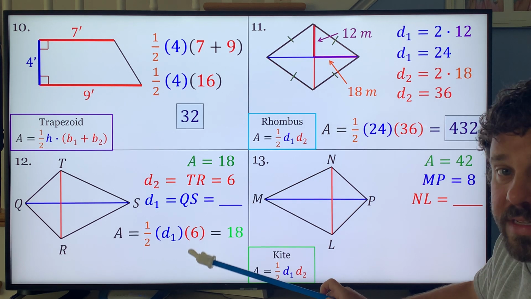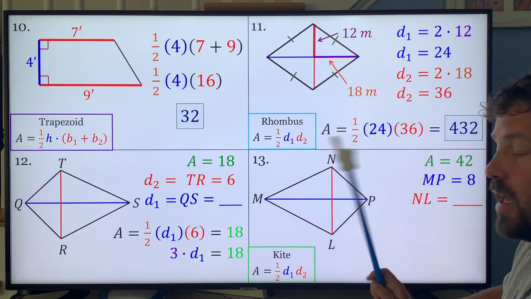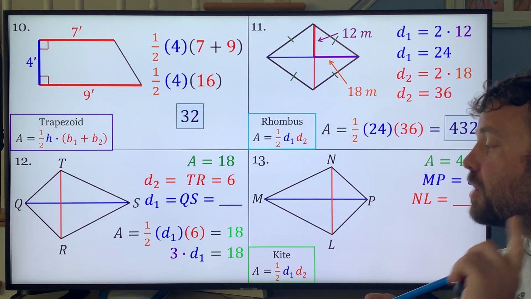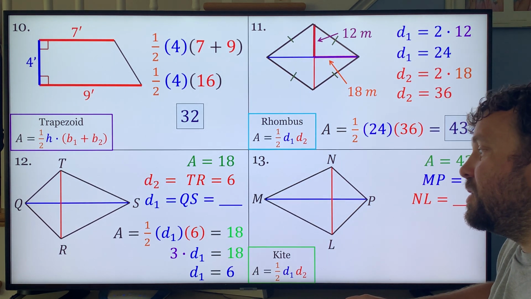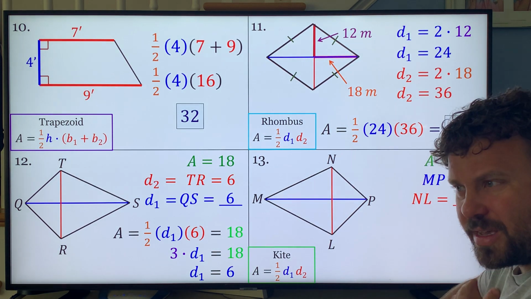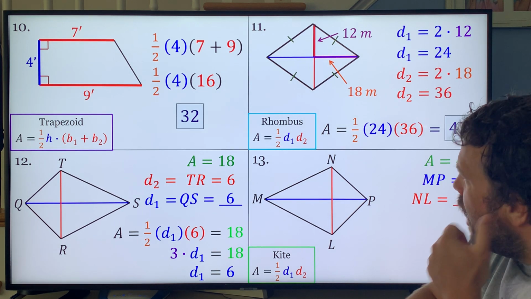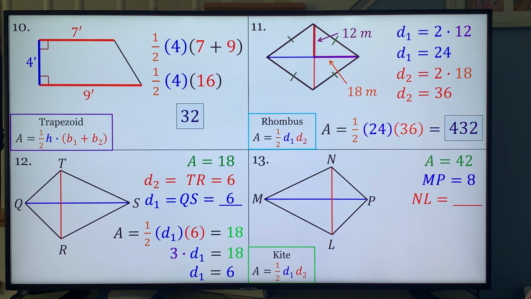Half of 6 is 3. So 3 times diagonal 1 equals 18. How do we solve for diagonal 1? Good, divide by 3 and it equals 6. So they're both equal. So is it really a kite? No, it's actually a square. That's weird.